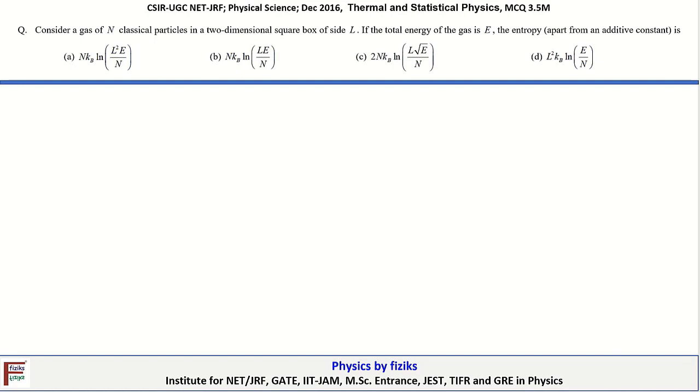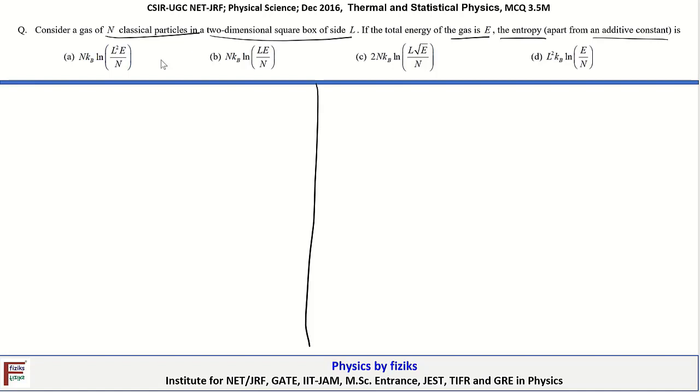The statement is, consider a gas of n classical particles in a two-dimensional square box of side L. Okay. So if the total energy of the gas is E, the entropy apart from an additive constant is. So we have to find the expression for the entropy of the gas in terms of energy E. Okay. So let's try to handle this problem.